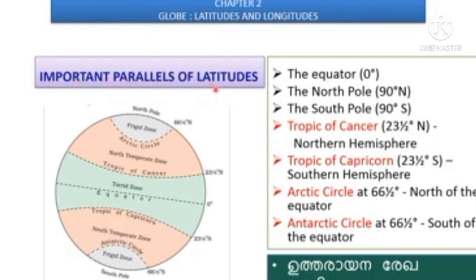Important parallels of latitudes. Besides the equator, 0 degree, the North Pole, 90 degrees north, and the South Pole, 90 degrees south, there are four important parallels of latitudes. First, Tropic of Cancer, 23 and a half degrees north in the northern hemisphere. Second, Tropic of Capricorn, 23 and a half degrees south in the southern hemisphere. Third, Arctic Circle at 66 and a half degrees north of the equator. Fourth, Antarctic Circle at 66 and a half degrees south of the equator.